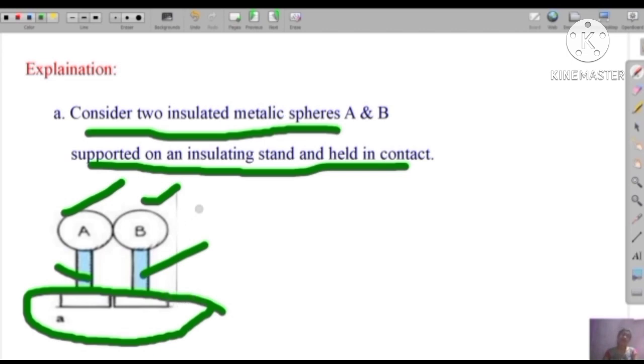Because metallic materials have the capacity of distributing charges over them, if I don't use insulating materials, the charges will be distributed everywhere, and then there will be no charging. So to make the body completely charged and to avoid the distribution of charges to the earth, we use an insulating stand, which may be wood, plastic or anything. Is it clear? I hope you have understood this step. And one thing you have to note here is that the two metallic spheres are in contact.